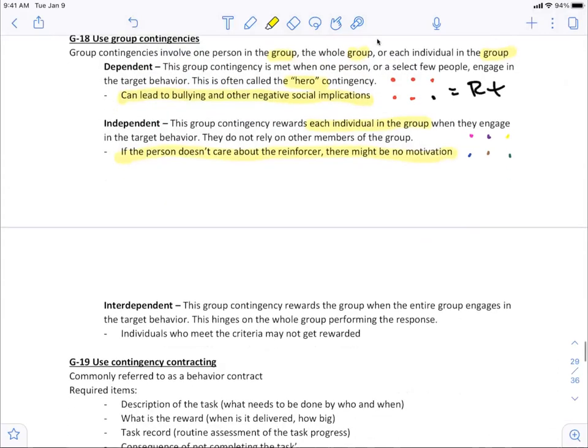And then interdependent awards the entire group when the entire group engages in the response. So in this case, we need all 6 to get reinforcement. We're talking whole individual group. Problem here, individuals who meet the criteria may not get rewarded. If you've ever done a group project in school, you understand that feeling, right? You do all the work and your other group members still benefit. And that's an interdependent group contingency.